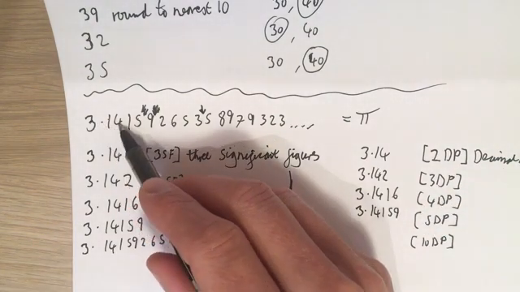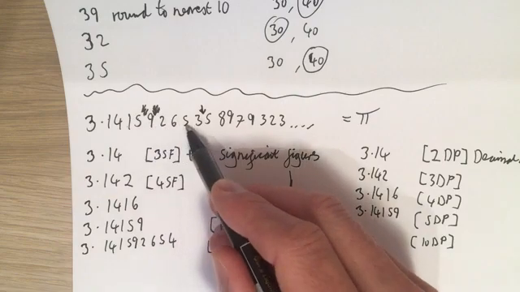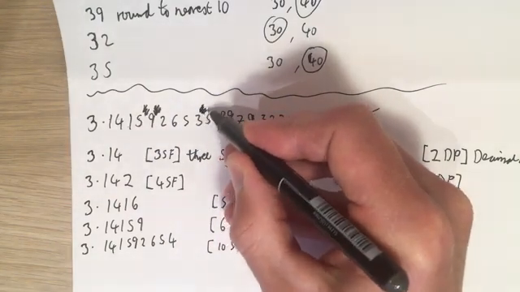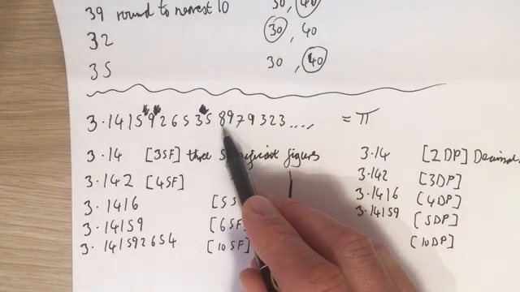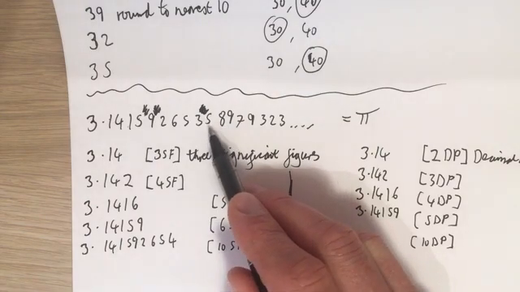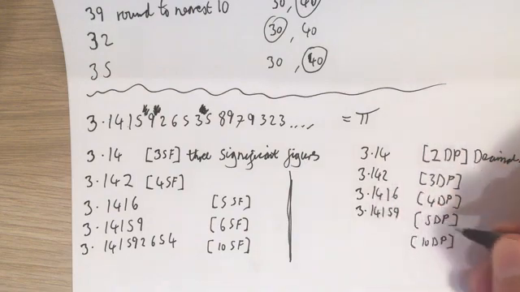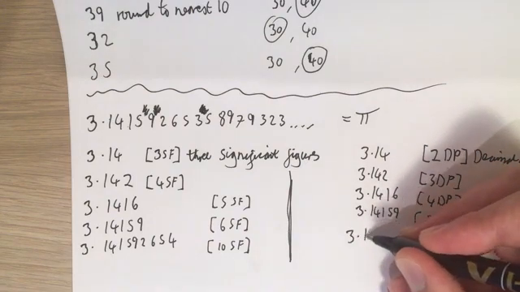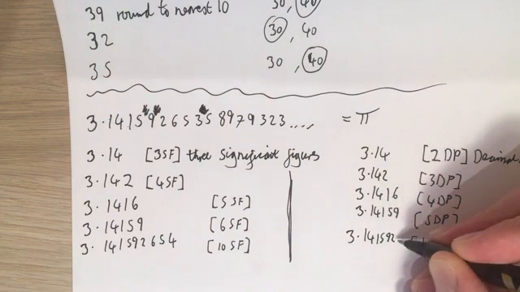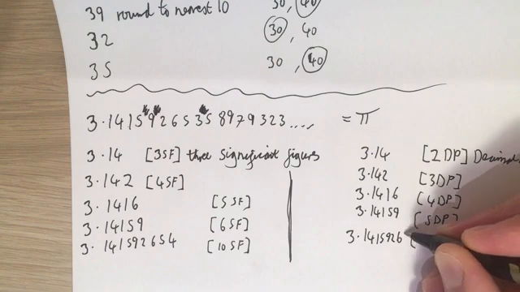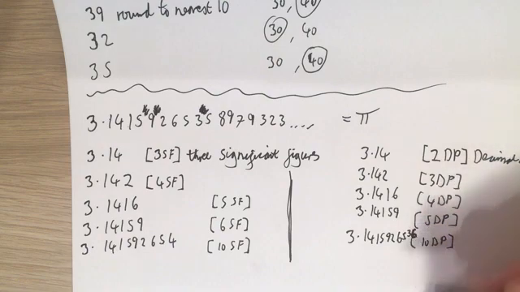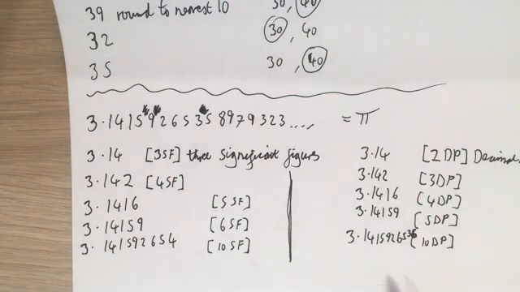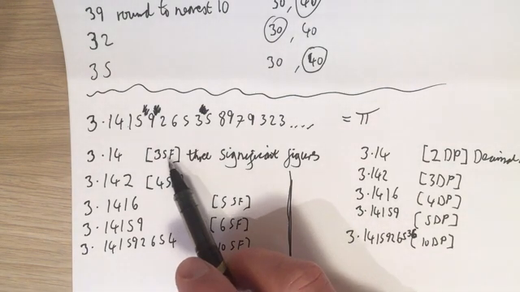And 10 decimal places. Decimal point, 1, 2, 3, 4, 5, 6, 7, 8, 9, 10. So 5 is my last number. Does it stay a 5 or does it go up to a 6? 8 comes next, which pushes this up to a 6. So 10 decimal places, 3.1415926536. There we go.